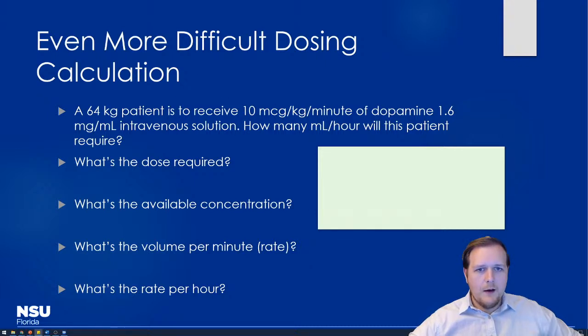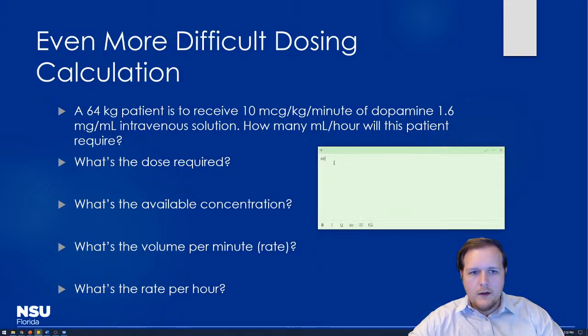I can already see one spot where I can start to cancel some stuff out, right? So I can go ahead and say that there's 64 kilograms, and then I'm going to multiply that by that 10 mics per kilogram per minute, right? So now what do I have here? Well, the kilogram should be canceling out at this point.